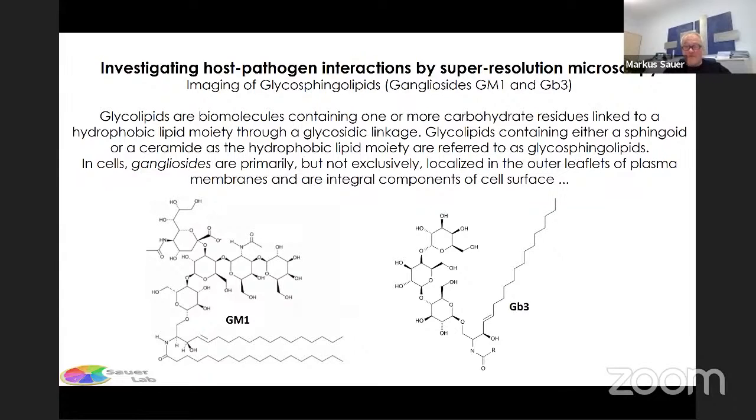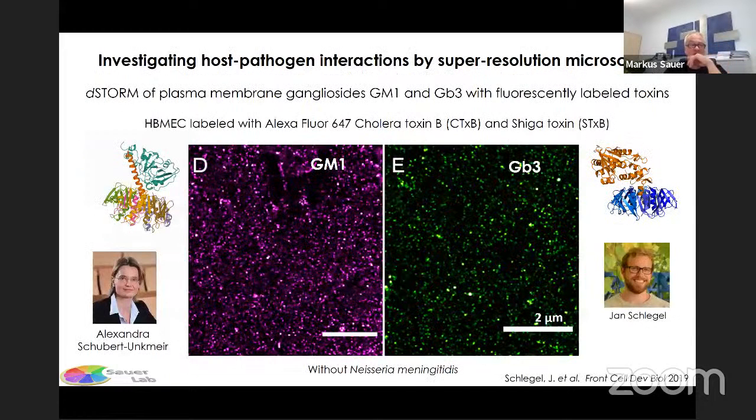Well, other lipids in the plasma membrane can also be visualized, like, for example, the glycosphingolipids, gangliosides, so-called GM1 or GB3. There's not much known about these gangliosides. These are glycolipids. They contain either a ceramide or a sphingosine as a lipid moiety. And they have been discovered in gangliosides, in neuron cells. But there's not much known about the functionality of these glycolipids, to be honest. What has been speculated and discussed in infectiology was that they contribute to infectious processes.